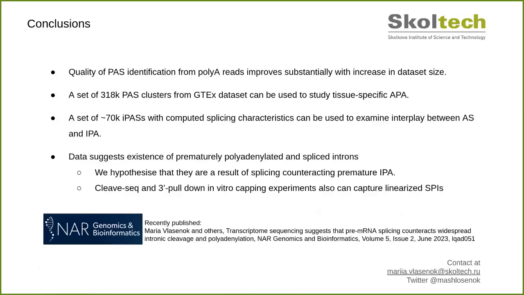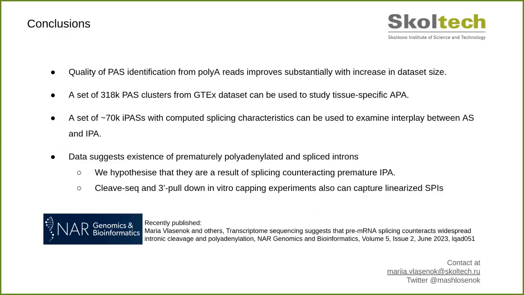To sum up, we showed that the quality of polyadenylation site identification from polyA reads improves substantially with an increase in dataset size. We provide a set of 300,000 polyadenylation site clusters from the data, which can be used to study tissue-specific alternative polyadenylation via other techniques. Also, we provide a set of around 70,000 intronic polyadenylation sites with computed splicing characteristics that can be used to examine the interplay between alternative splicing and intronic polyadenylation.